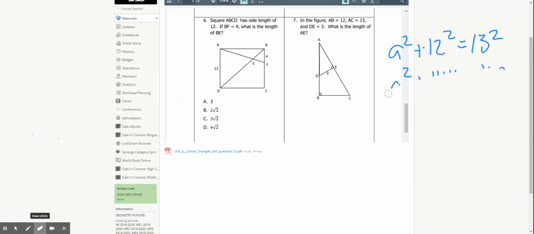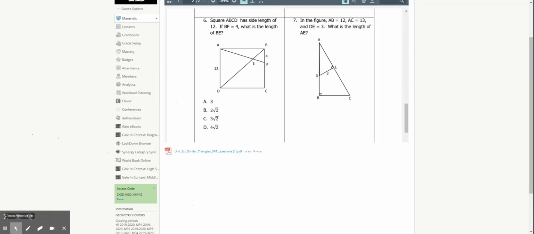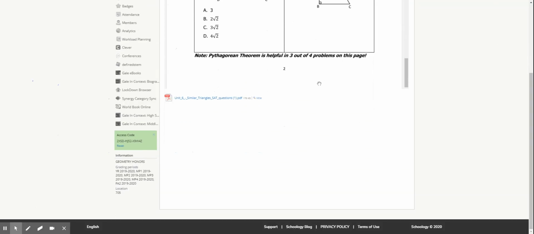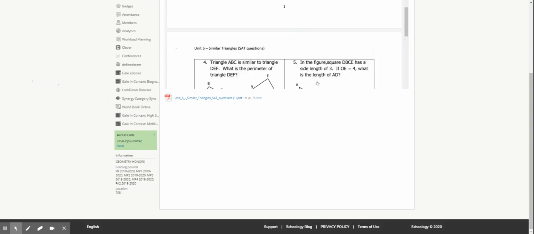Erase all of our Pythagorean theorem. I think this is our last question, if I did this correctly. Oh, that was our last question.